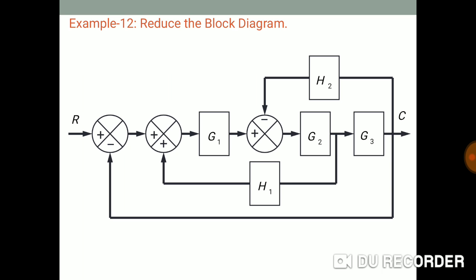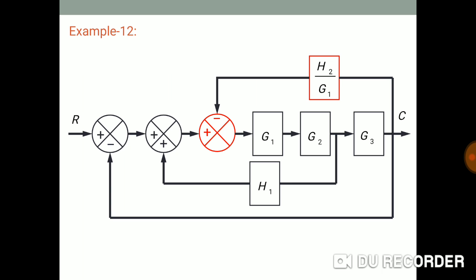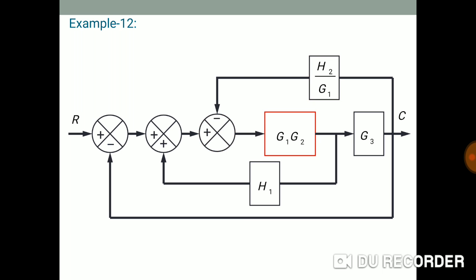Then we'll go for the next example, a reduce block diagram. It's a very simple block diagram. First step, we have shifted the summing point to the left hand side. Therefore in the feedback we'll get R divided by G1, and H2 divided by G1 is there. Next, G1 and G2 are in series. Therefore G1, G2 is in series.